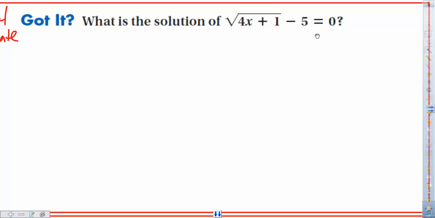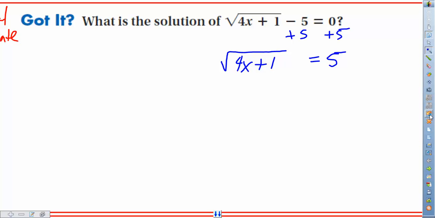Alright, so how'd you do? First step, to isolate the radical. See how that minus 5 is not underneath that square root? So that needs to be your first step, right? So there's our plus 5. Add that plus 5 to both sides. So now that we're here, square root of 4x plus 1 should be equal to a 5.